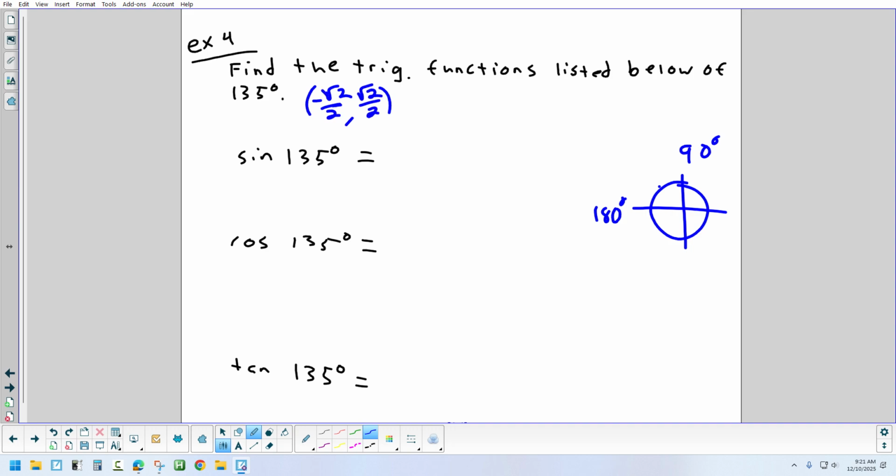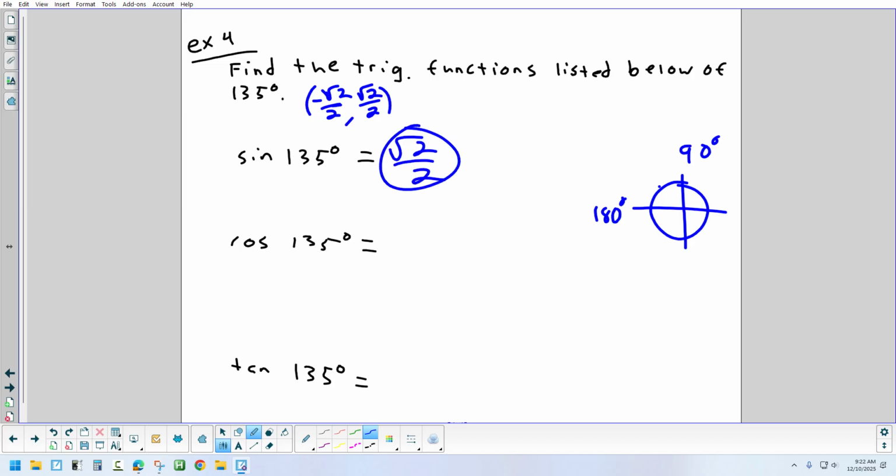Yeah. And this time we're just doing sine, cosine, and tangent. You still have to know all of them, but we've done a lot of all of them, so I'm trying to do some different ones now. Okay, what's the sine of 135 degrees? Yep. Root 2 over 2.